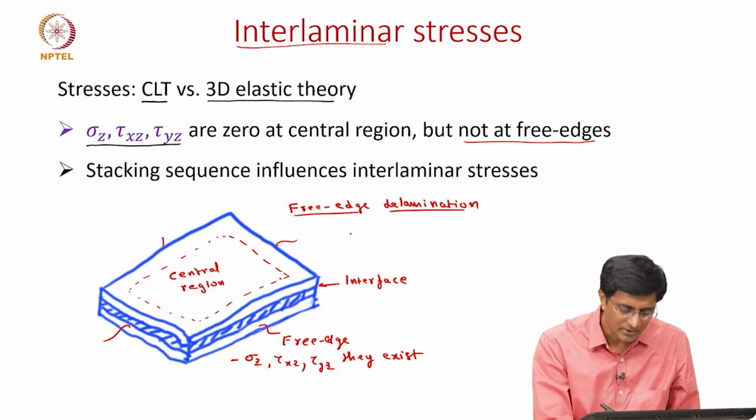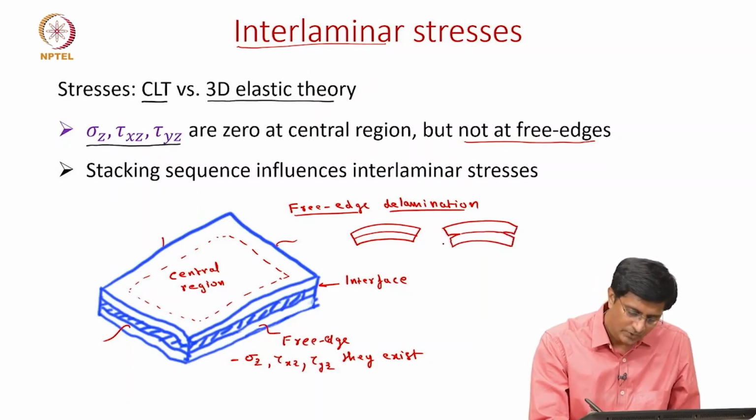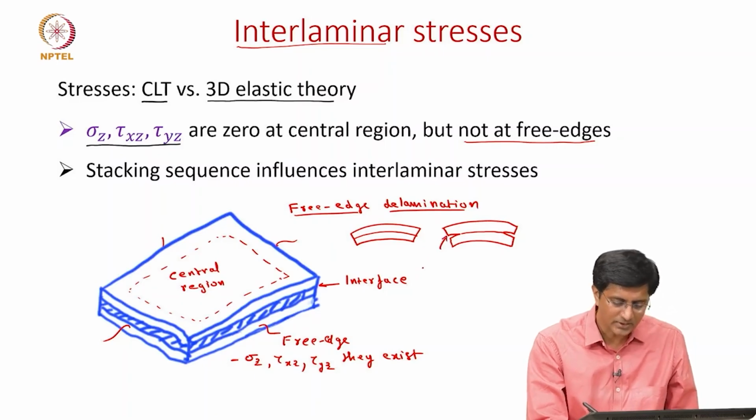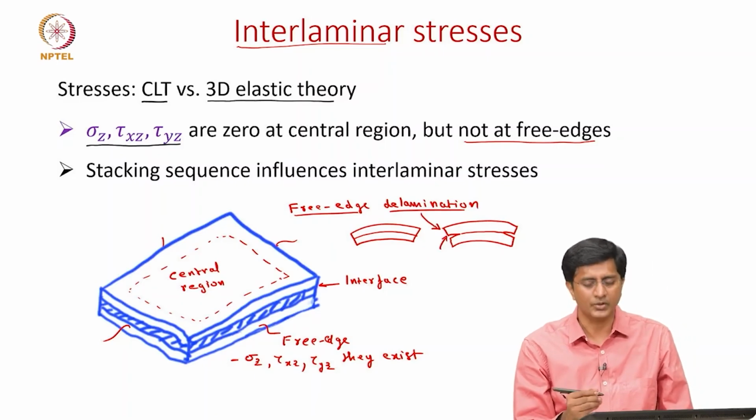Let's say this is how you expect the intact laminate to be, and we are only talking about 2 layers. But because of the free edges, at the edges we might see some failures like this. So this we call free edge delamination.